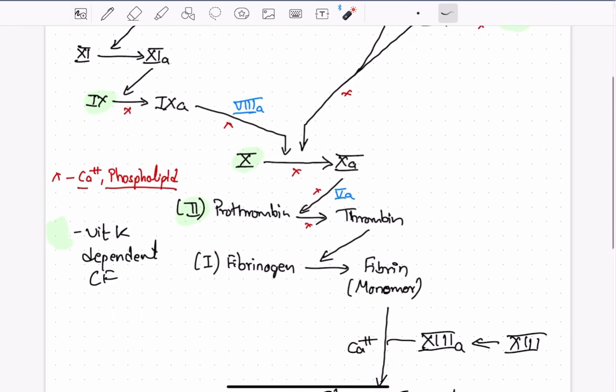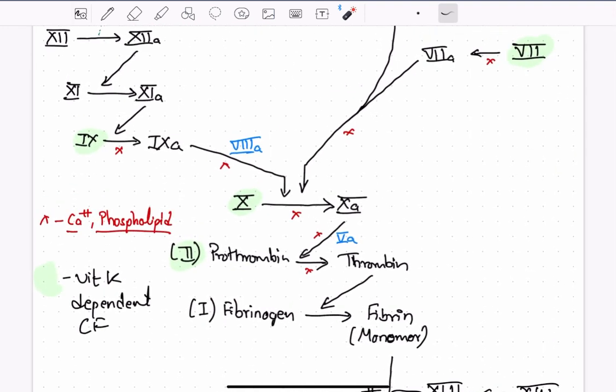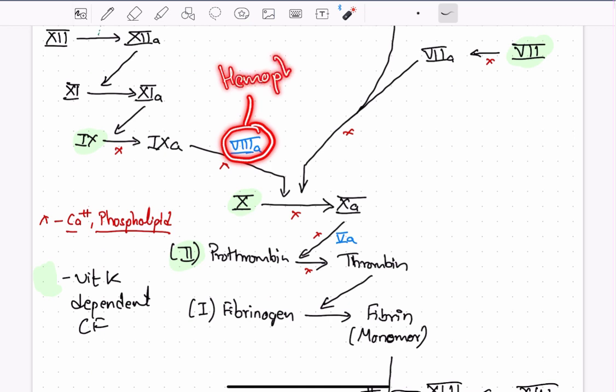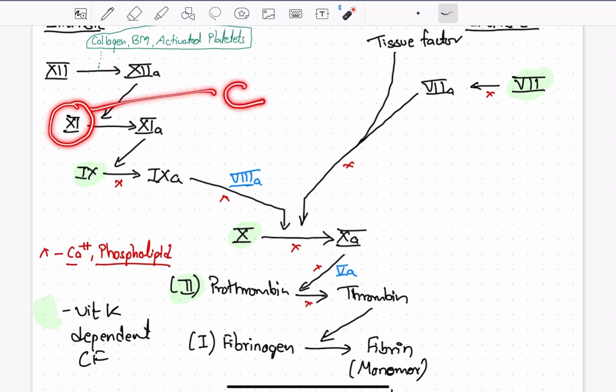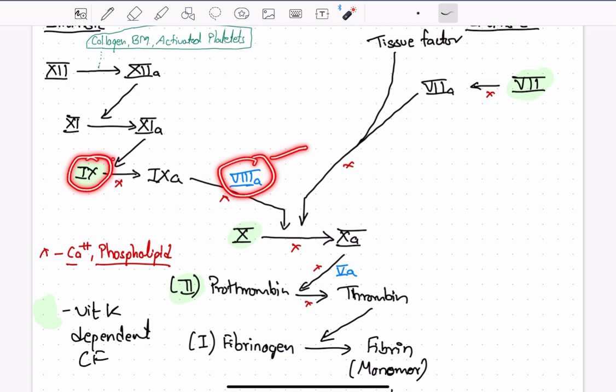Also, deficiency of factor 8 is called hemophilia A. Deficiency of factor 9 is hemophilia B, and deficiency of factor 11 is hemophilia C. So factor 8 is A, 9 is B, and deficiency of factor 11 is hemophilia C.